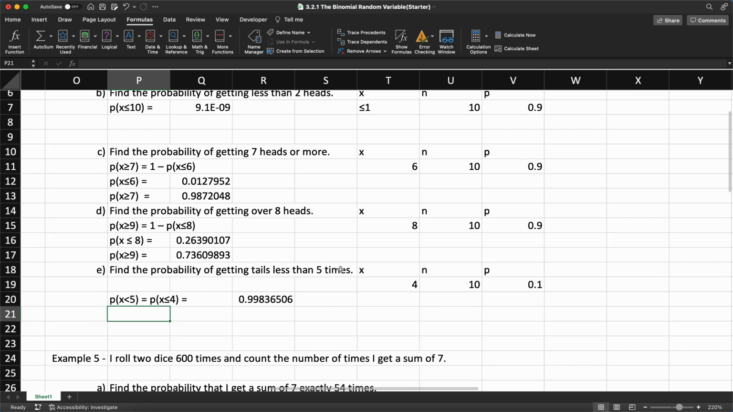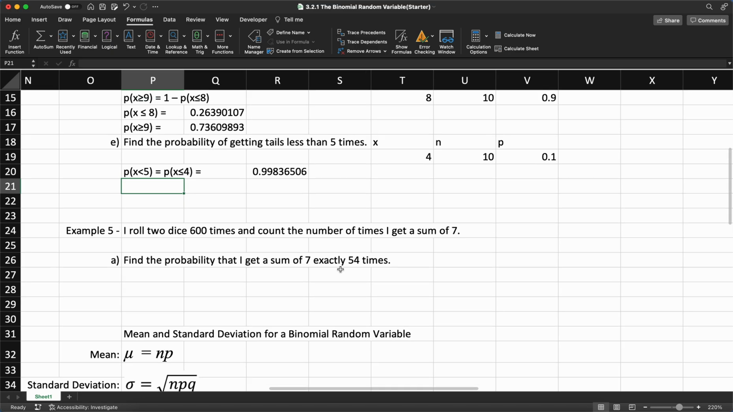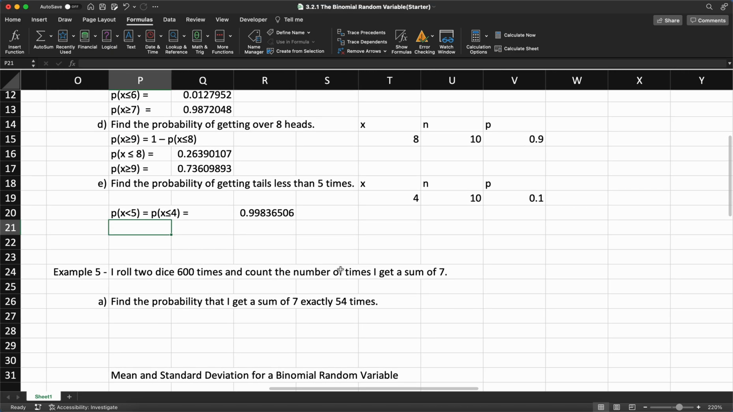All right, let's try something a little bit different. We want to roll 2 dice 600 times, and we want to count the number of times I get a sum of 7. So let's look back at our chart. I wish I had that available for you to see, but you should have that chart available. Getting a 7 is actually the most likely. It happens 6 out of 36 times.